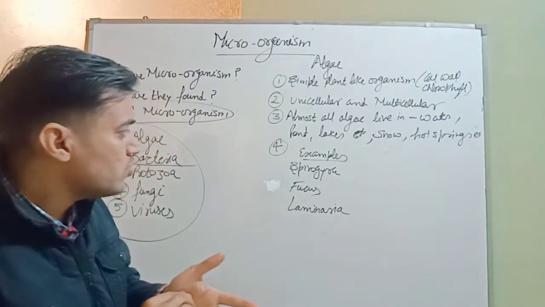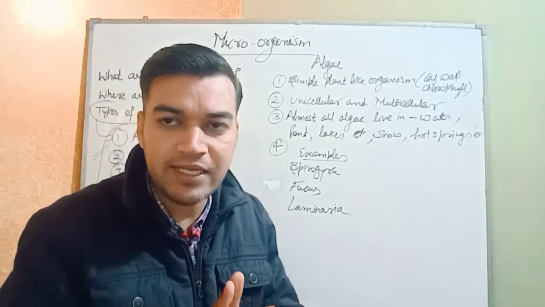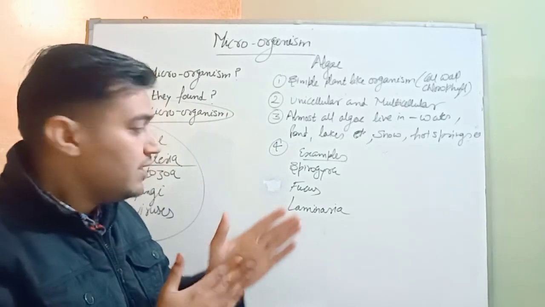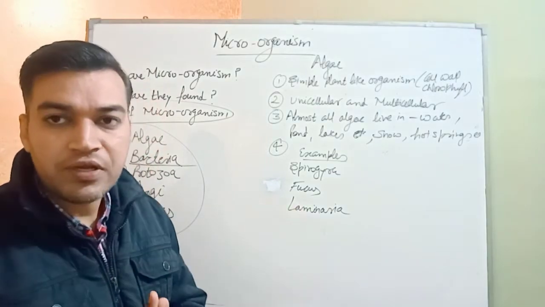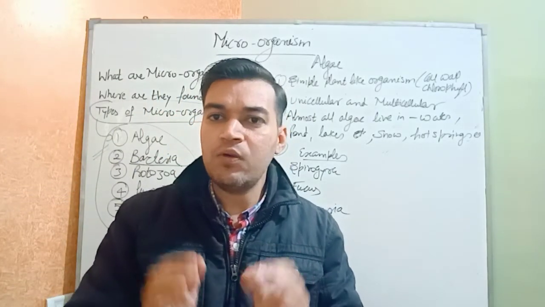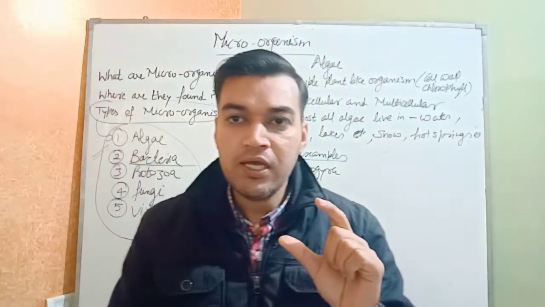Okay. So next are the examples. There is no particular classification like bacteria, but we have some examples of algae like Spirogyra, Fucus, and Laminaria. These are the major and important examples of algae. These are very small topics as compared to bacteria. This topic is very small.